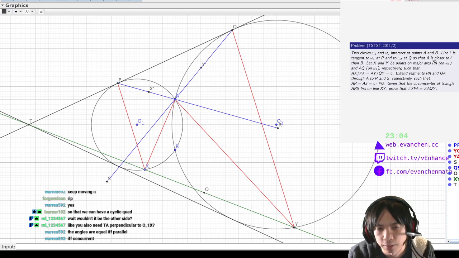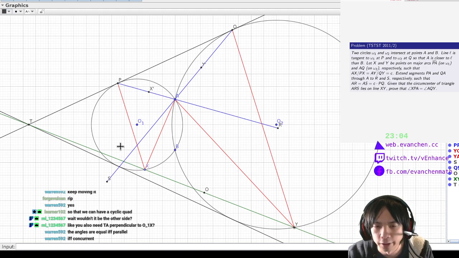Equal if and only if parallel, if and only if concurrent. I agree, concurrent if and only if parallel. Why does parallel imply XPA equals YQA? Is that obvious? Am I being dense?